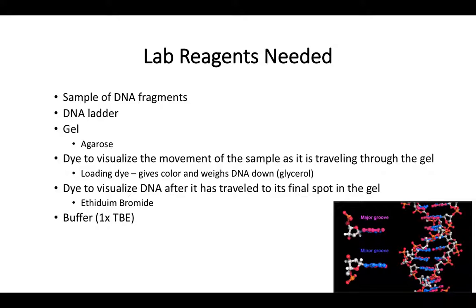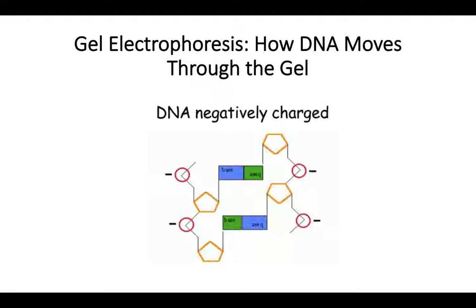We'll be using TBE, which is tris, boric acid, and EDTA. That is already also made before the class. So how does DNA move through the gel? Well, DNA is negatively charged, and the reason why it's negatively charged is because of that phosphate group, which we can see circled in red. The oxygen around the phosphate gives that DNA molecule a negative charge.